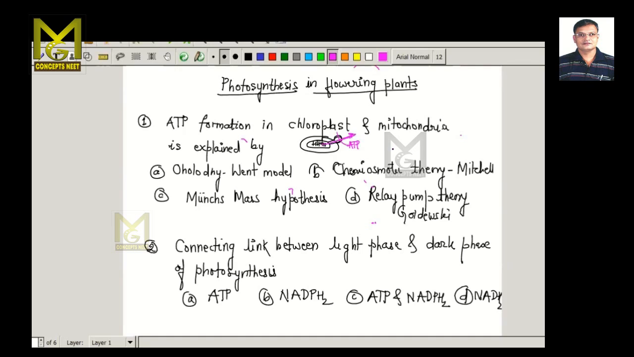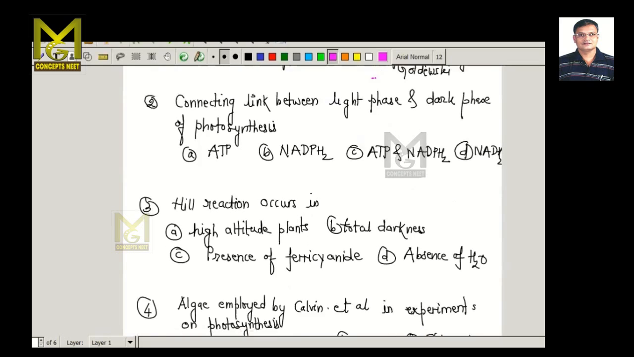In the case of mitochondria, imagine this as the inner mitochondrial membrane, and there is accumulation of protons here, and there is again a channel, FO, F1. It is the pumping of these protons that is responsible for the formation of ATP. This is explained by the chemiosmotic theory. So the ATP formation is easily explained by the chemiosmotic theory. That is the correct option. B is the correct option.